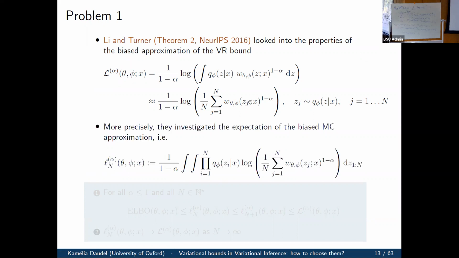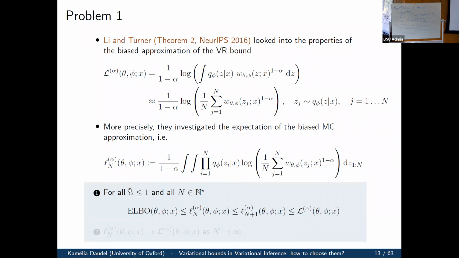And they did this by looking into the expectation of the biased Monte Carlo approximation, which is the quantity I'm introducing here. So I had Z1 up to Zn. When I take the expectation, I'm going to integrate with respect to the product from i equals 1 to n of q phi of Zi given x. So they said, okay, we don't really know what goes on with this approximation, but let's look at what happens in expectation. And they proved two things, which I think are super interesting.